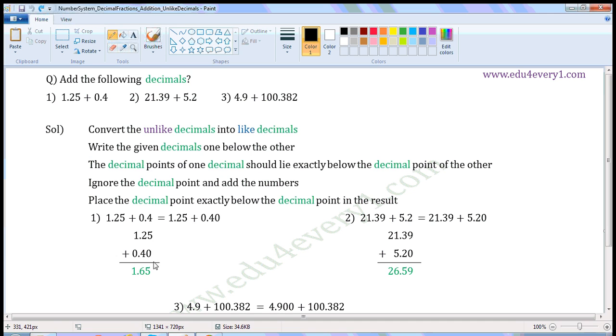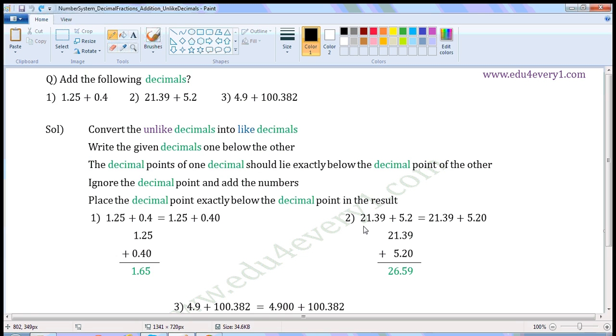5 plus 0 is 5, so write 5 here. 2 plus 4 is 6. Write 6 here. 1 plus 0 is 1. So write 1 here. Now put the decimal point exactly below the decimal point. That is, we have to put the decimal point between 1 and 6. So it becomes 1.65. 1.25 plus 0.4 is equal to 1.65.